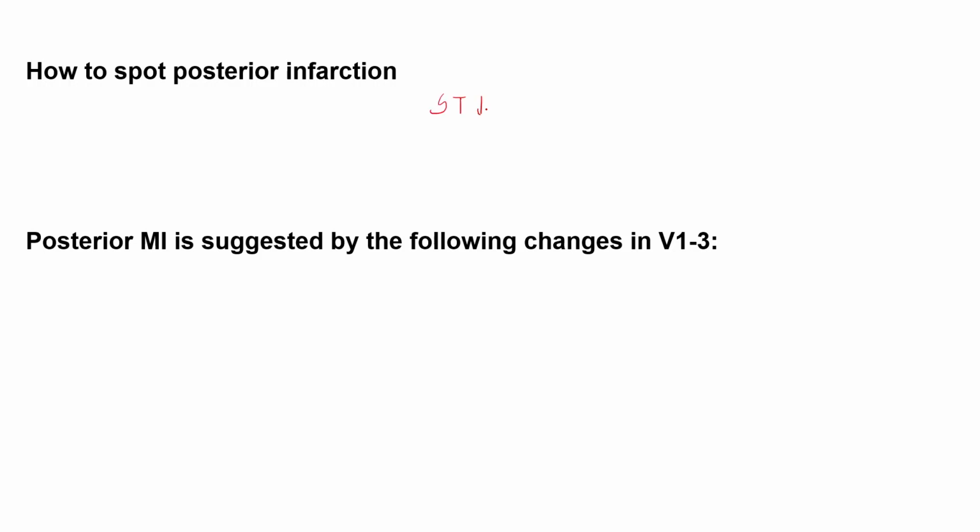ST depression, horizontal ST depressions in leads V1, V2. If you are getting horizontal ST depression in leads V1, V2, then you have to suspect a posterior wall MI. And along with that, what you have to remember, you have to always take the posterior leads.